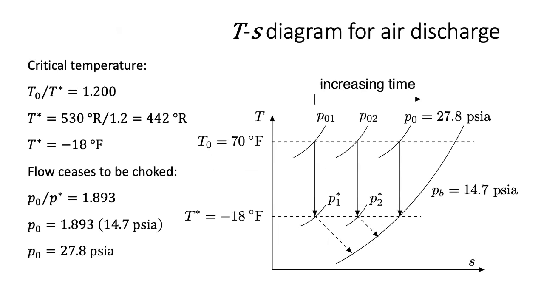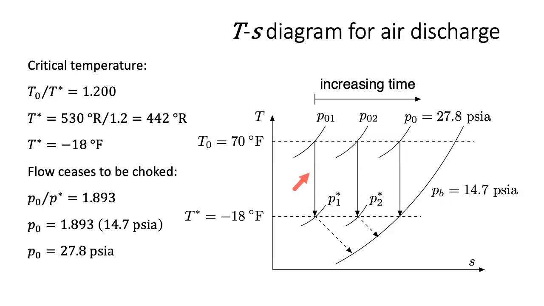Finally, we plot the TS diagram that corresponds to the process of the air discharging from the inside of the tire. To begin, we add a line for the constant stagnation temperature at 70 degrees Fahrenheit. Next, we add a line for the corresponding constant critical temperature at minus 18 degrees Fahrenheit. Then we add isobars for the following stagnation conditions. Initially at P01, at the final time at P02, at the pressure when the flow ceases to be choked, which we calculate to be 27.8 psia, and at the back pressure at an atmospheric pressure of 14.7 psia.